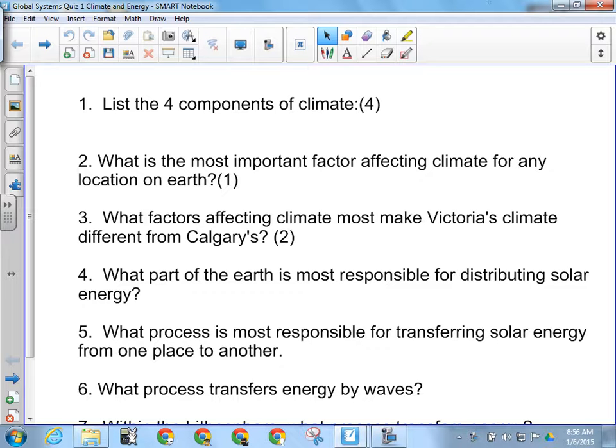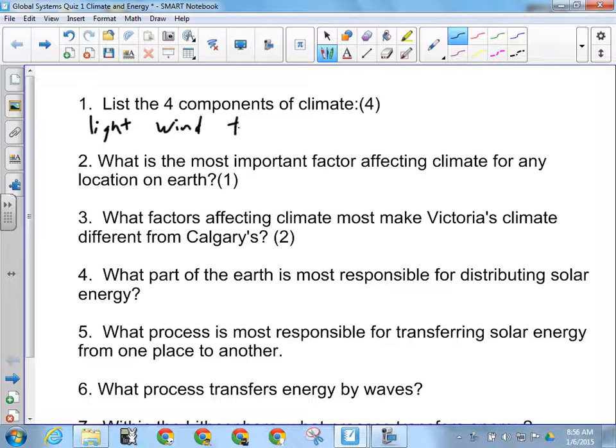Okay, so probably no surprises here. Everything's pretty much straight out of your notes. Four components of climate are? Right: light, wind, precipitation, and temperature. One mark each.